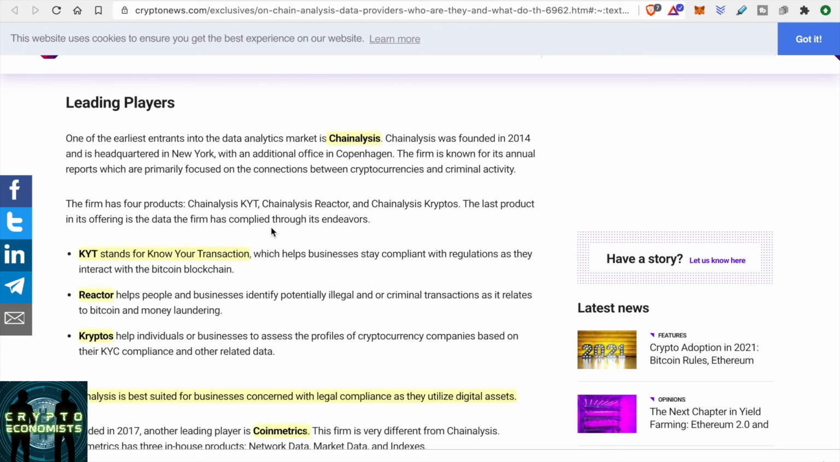Leading players of the on-chain analysis space. There's three that kind of stick out, and one is Chainalysis. Chainalysis was founded in 2014, is headquartered in New York, and the firm is known for its annual reports, which are primarily focused on the connections between cryptocurrencies and criminal activity. The products that they offer include KYT, which stands for Know Your Transactions, which helps businesses stay compliant with regulations as they interact with the Bitcoin blockchain; Reactor, which helps people and businesses identify potentially illegal and or criminal transactions as it relates to Bitcoin and money laundering; and Cryptos. It helps individuals or businesses to assess the profile of cryptocurrency companies based on their KYC compliance and other related data. So Chainalysis is best suited for businesses concerned with legal compliance as they utilize digital assets.